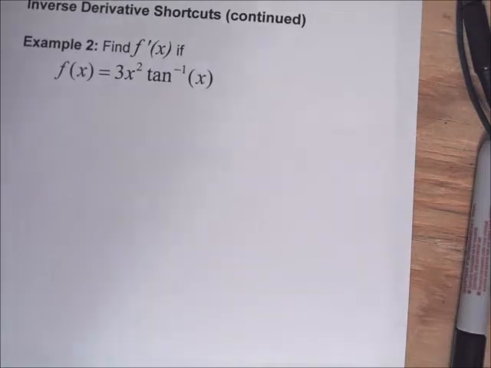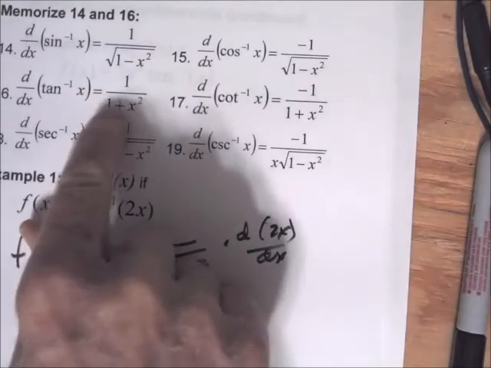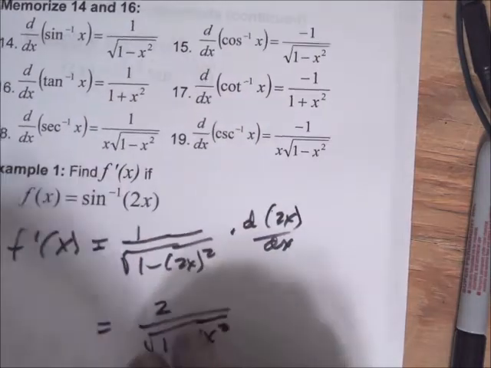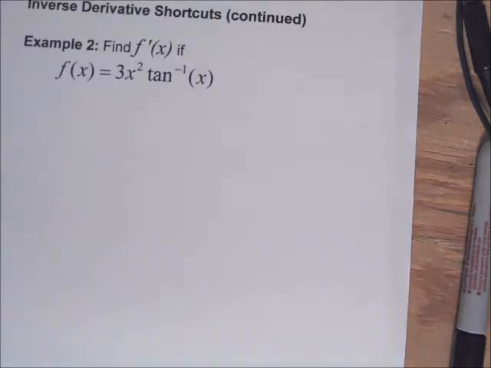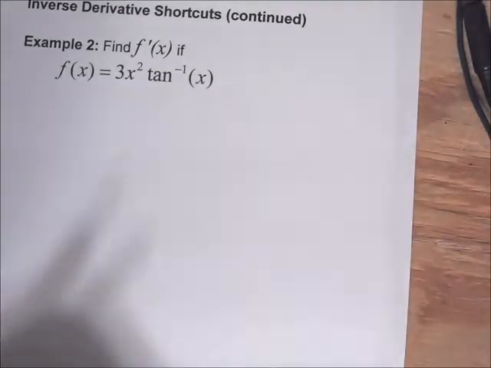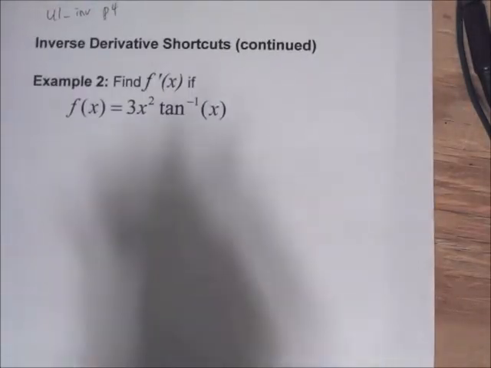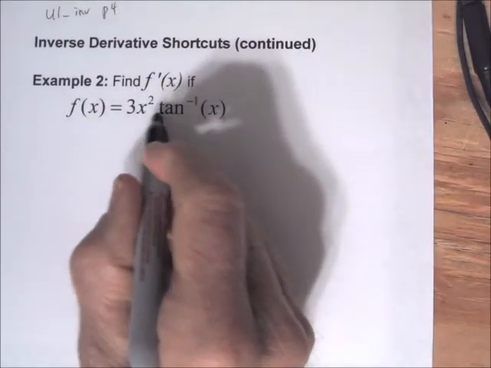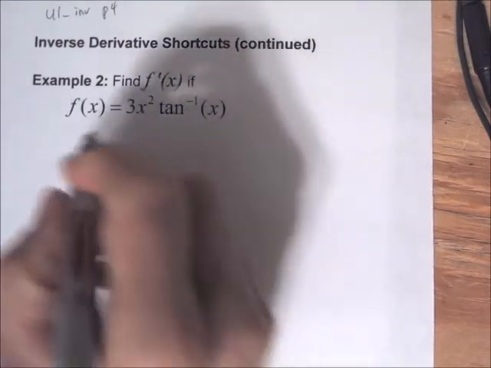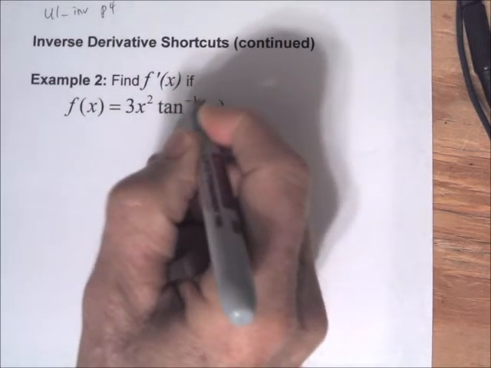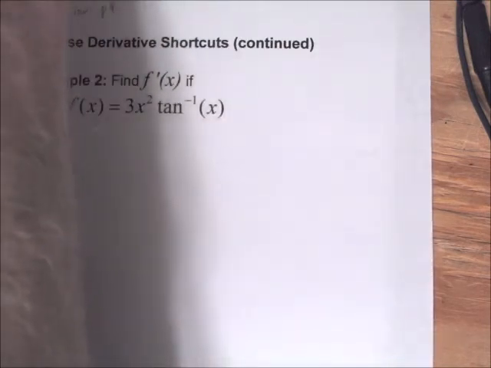Okay, so let's do some more examples where we're applying these formulas. I'll do one with the tangent. The derivative of tangent inverse of x is 1 over 1 plus x squared. We can apply that to this function. We have a product of 3x squared and the tangent inverse of x, so we can use the product rule and then apply the rule for the tangent inverse.